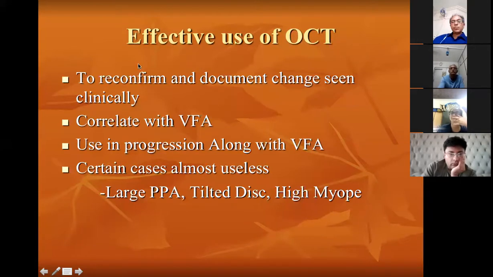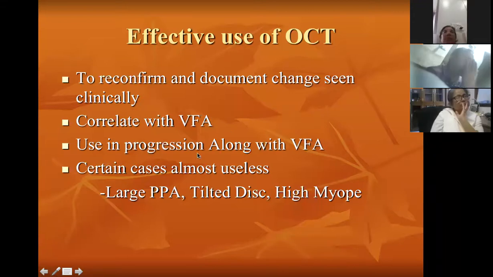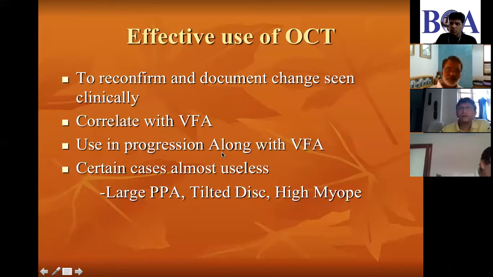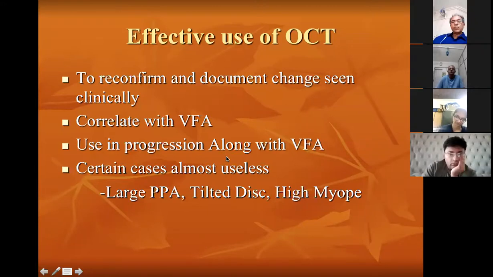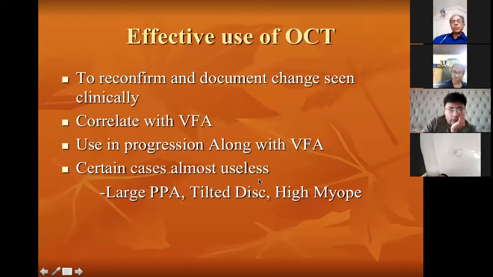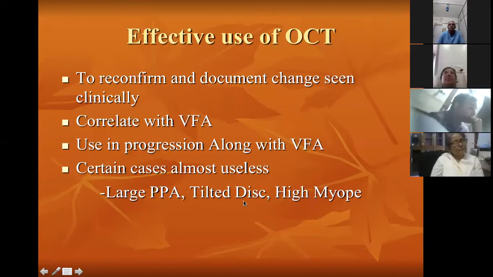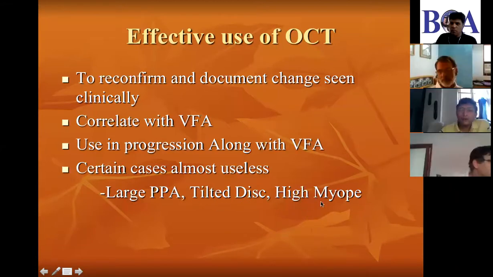As I said, it is effectively used to reconfirm and document the changes you see on the optic disc clinically. Then you correlate it with your visual field, and when you use it to evaluate progression along with the visual field, it is one of the most robust ways of knowing whether your patient is really getting worse or not. But in certain cases, it is quite useless. In areas with large peripapillary atrophy, tilted discs, and very high myopes, where you don't get reliable images, this test is quite useless and it may not be worth doing at all.